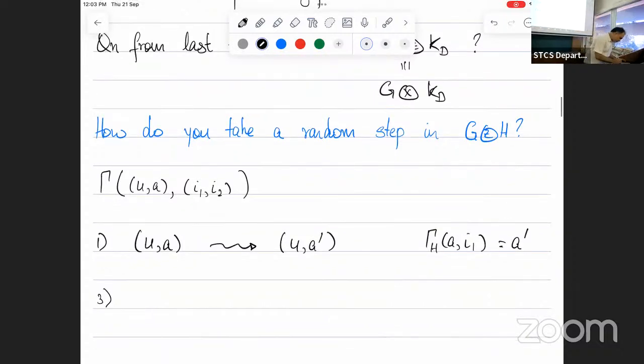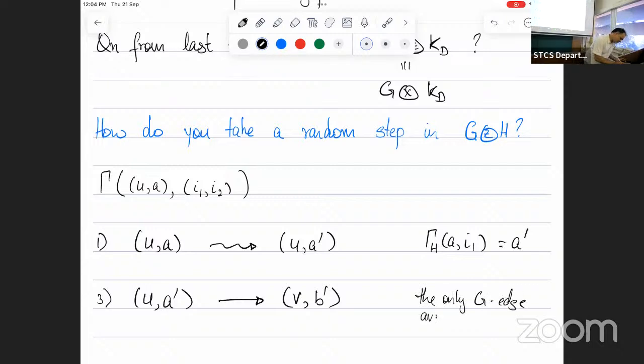And now I need to go from U comma A prime. This is actually no longer random. In fact, there is only one choice that I can make. This will go to some B comma B prime, the only G edge available.